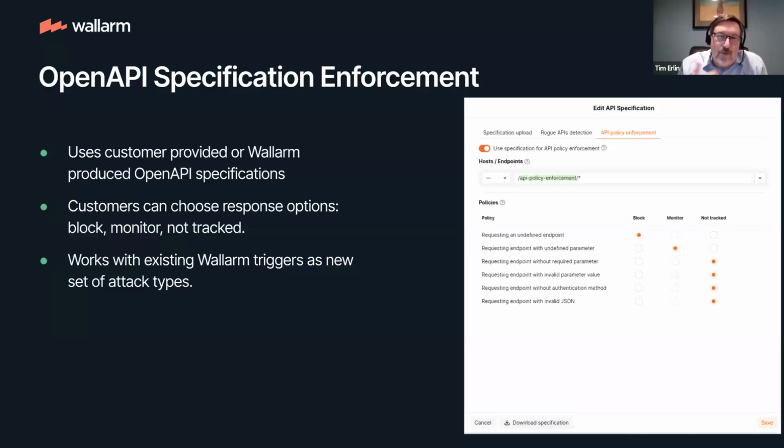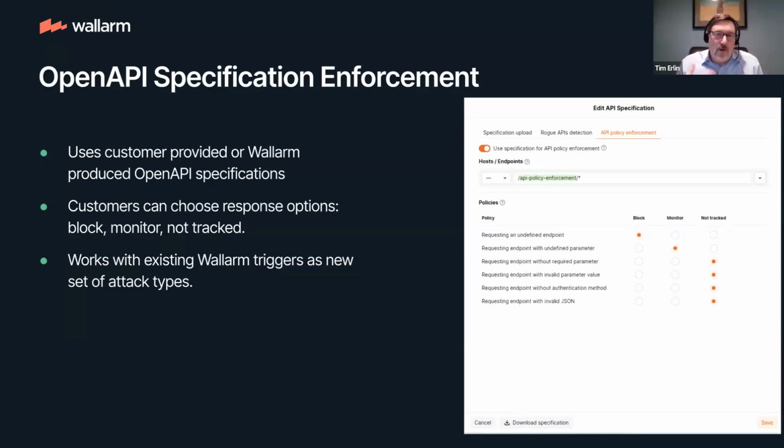For that one. And then you can also do the same thing with endpoints without a required parameter. So if the spec requires a particular parameter and it's not present, endpoints with an invalid parameter value, if you've specified what those values should be in the spec, endpoints without an authenticated method, or an endpoint with invalid JSON. All of those are optional attributes that you can enforce from the OpenAPI specification.